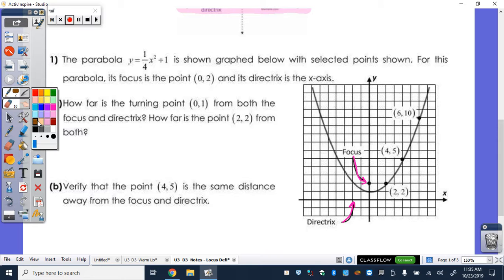So our first question here is they want to know how far the turning point, which is (0, 1), right there, how far is that from both the focus and the directrix? So this one's one that we can easily count. How many units between the vertex and our focus? 1. And then how many units between the vertex and the directrix? 1. So 1 unit from both of them.